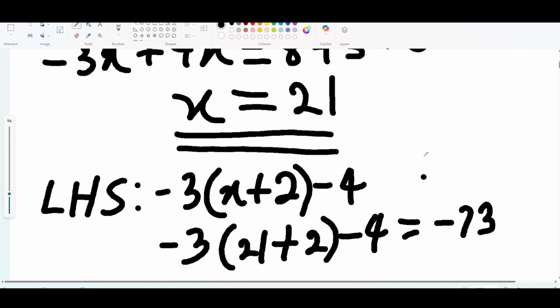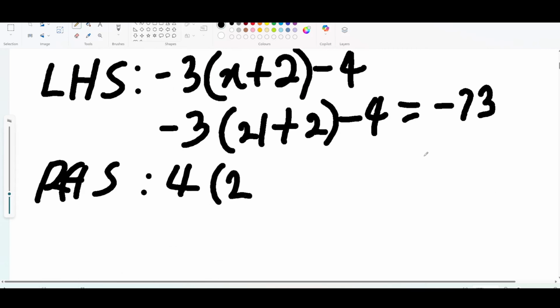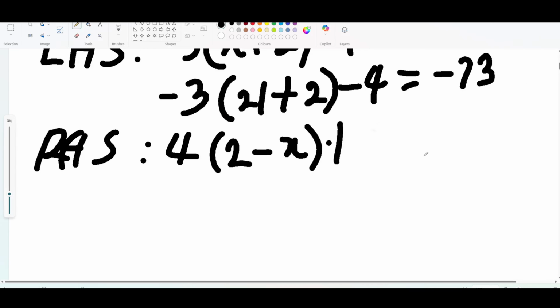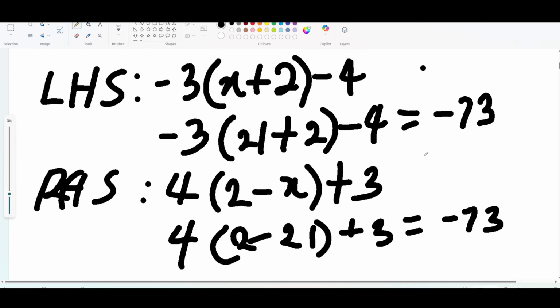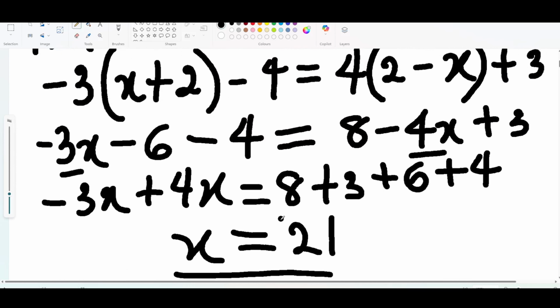Now if we do the same thing on the right hand side, you are going to have 4 by 2 minus x, right, plus 3. So this is going to be 4 into 2 minus 21 plus 3. We are still going to get the same, that's minus 19, multiplied by 4 plus 3. So you're going to get minus 73. So we will see that the left hand side and the right hand side produce the same answer. So that tells us that this particular answer that we have gotten is correct.